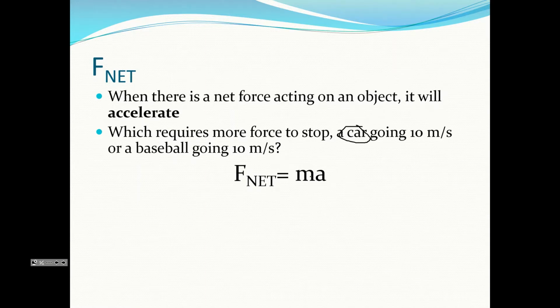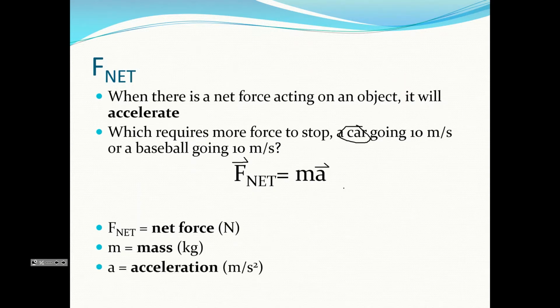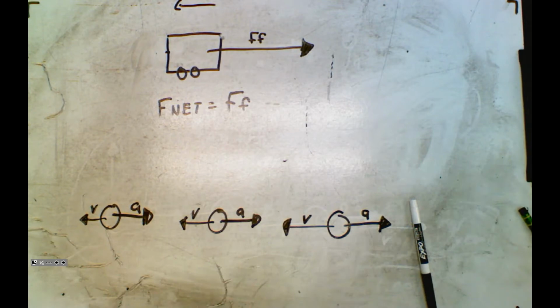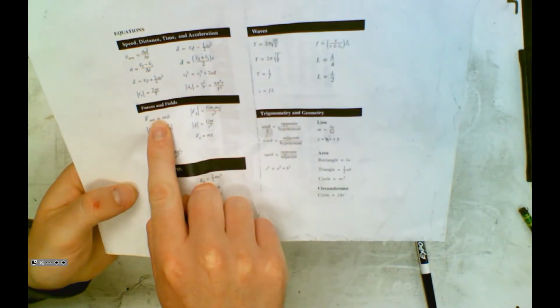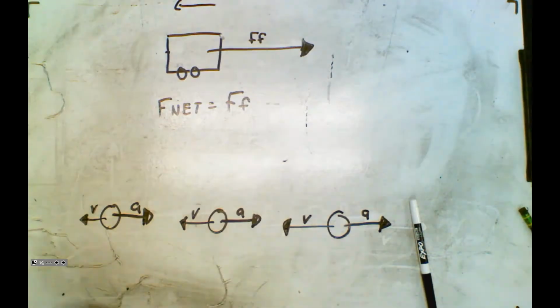So F net equals ma is one of the most important formulas that we do all year. And I can add vector arrows to it because forces are vectors. So mass isn't a vector, but acceleration is a vector. So what that means is whatever direction our net force is also the direction that our acceleration is, which we kind of did in those vector diagrams before, right? So F net is our net force, just the sum of all our forces. m is our mass, and a is our acceleration. Okay, and you can find this formula on your formula sheet. It's just the very first one. F net is equal to ma, right there, under forces and fields.